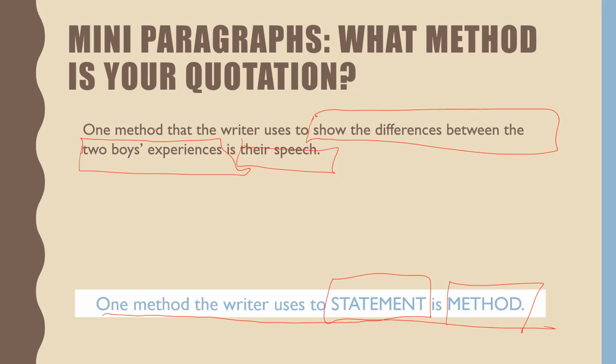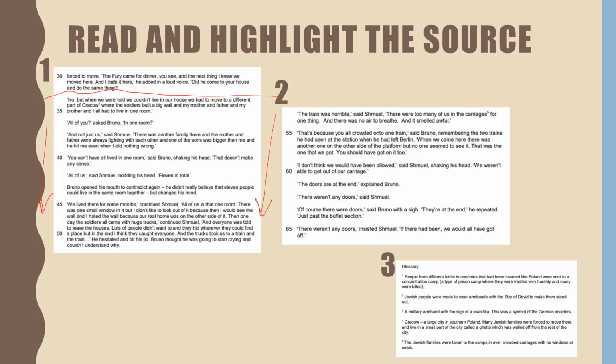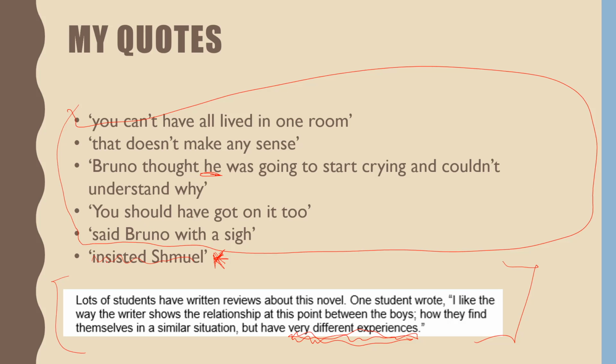Okay, a method is just a way of achieving something, and so to work out the method, all you do is you look at your quotation and you ask yourself, what is the writer doing here? So going back to all of the quotations we had here, insisted Shmuel, this is speech, right? This is the character saying something, right? It said Bruno with a sigh, that's a description of how he's speaking. So you might write character description or description of speech.